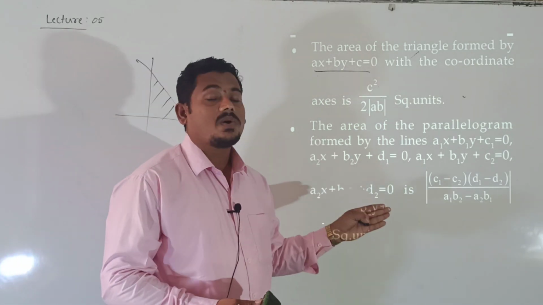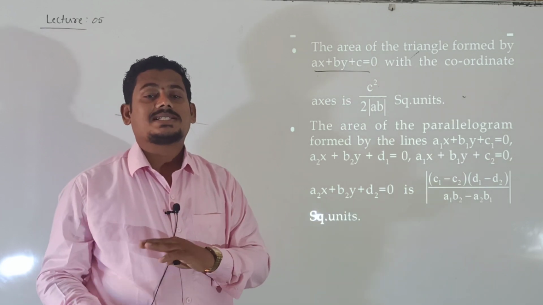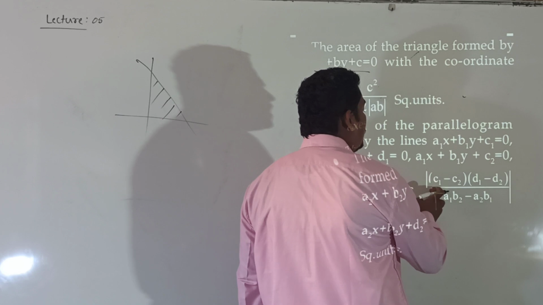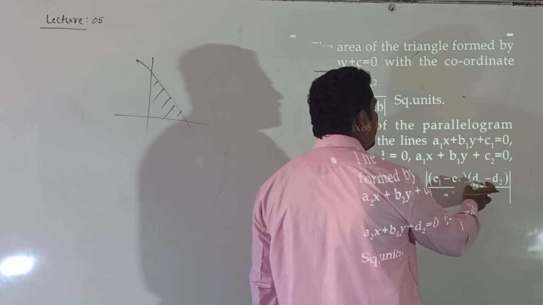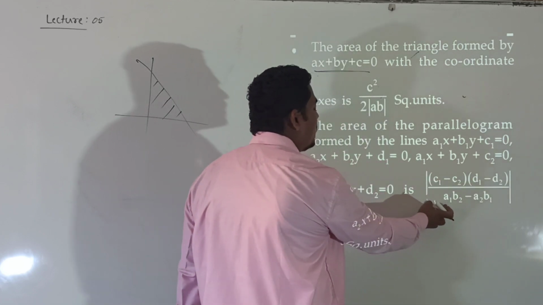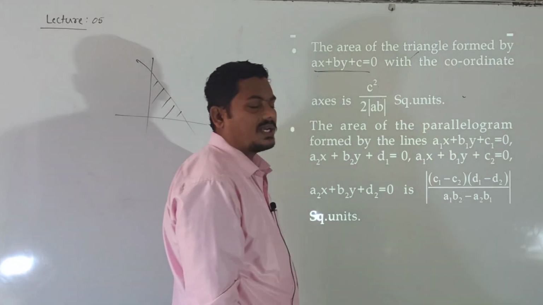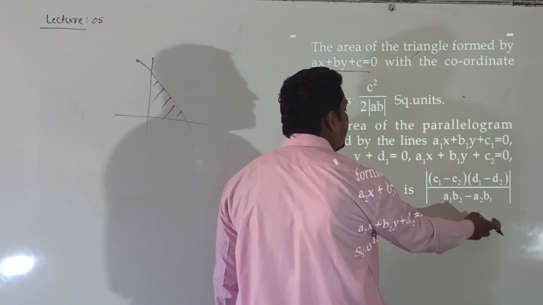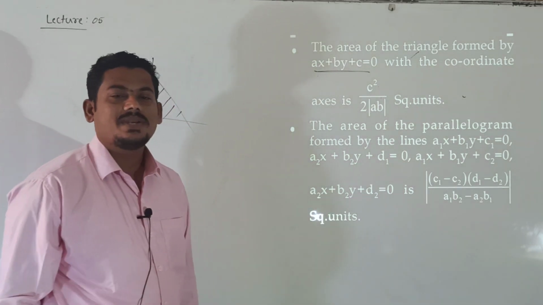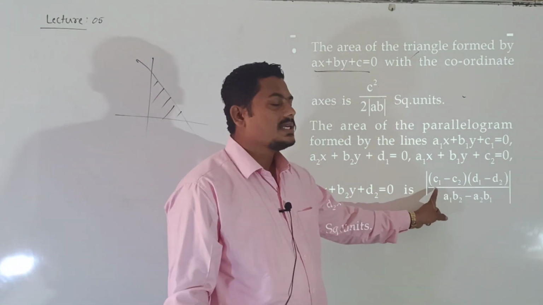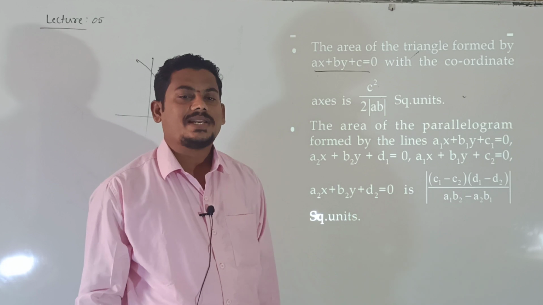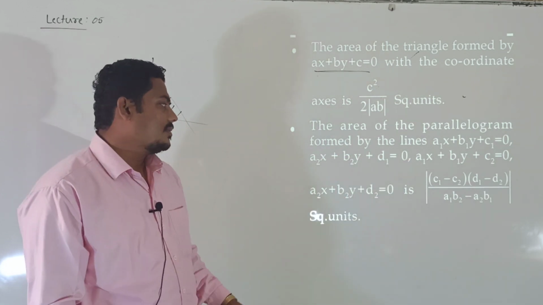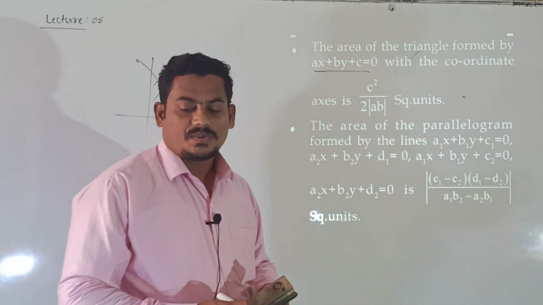The area of the parallelogram whose sides' equations are given is equal to modulus of (c1 minus c2) into (d2 minus d1) divided by (a1 b2 minus a2 b1). We take the modulus sign, the absolute value, because area is always positive, right?